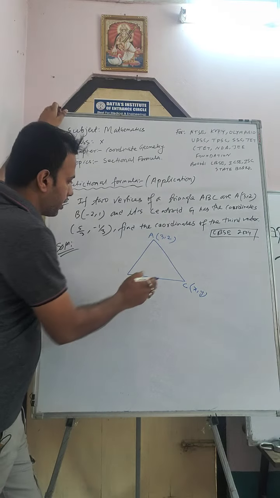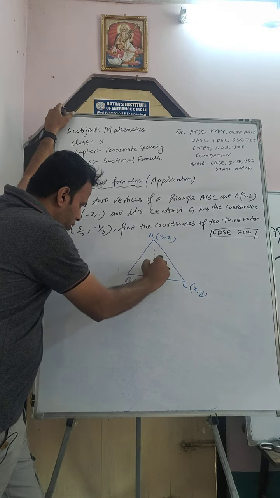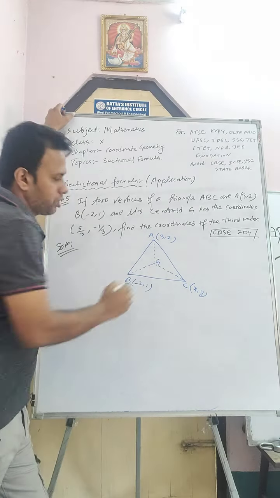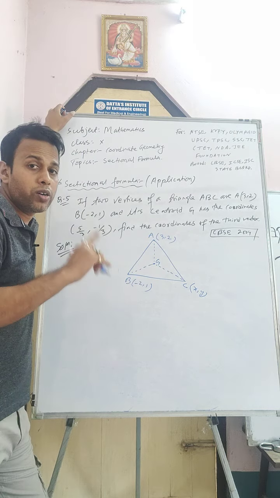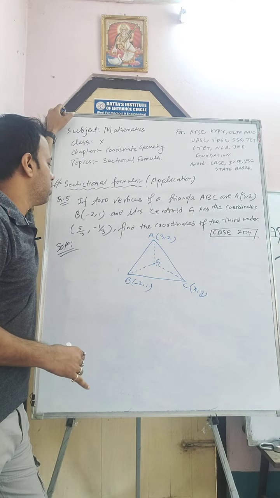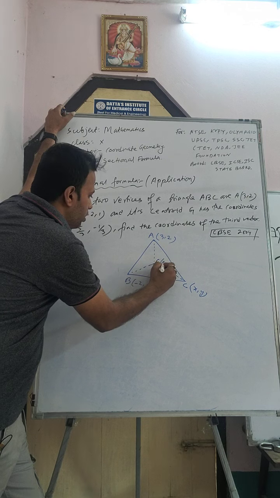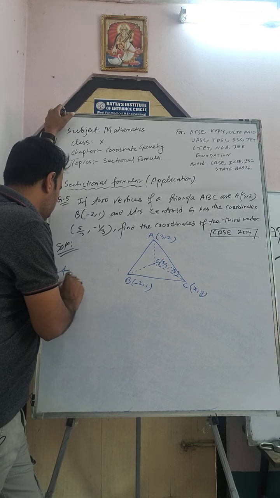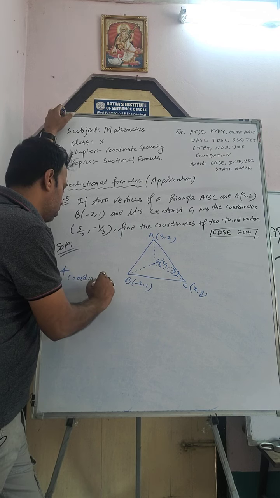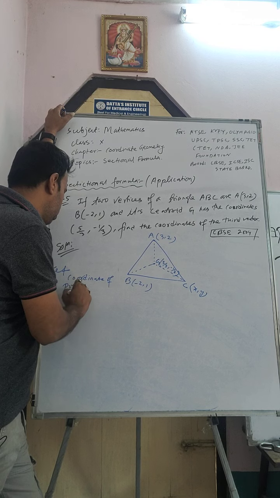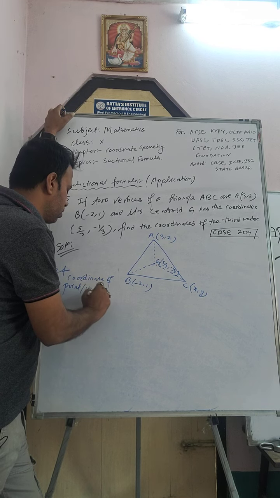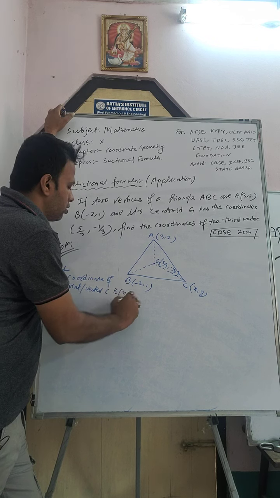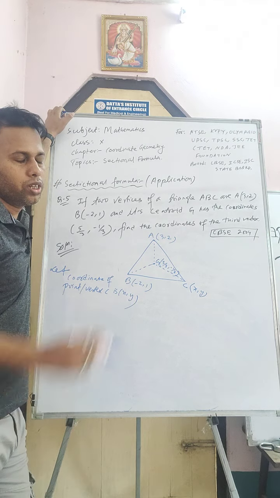Okay, so what is the centroid? If you draw the medians, they will meet here, and here, and here. So this is the centroid, meaning the center point of the triangle, and the coordinate of the centroid is 5 by 3 comma minus 1 by 3. So I consider the coordinate of vertex C to be x, y, right? Now we have to use the centroid formula.